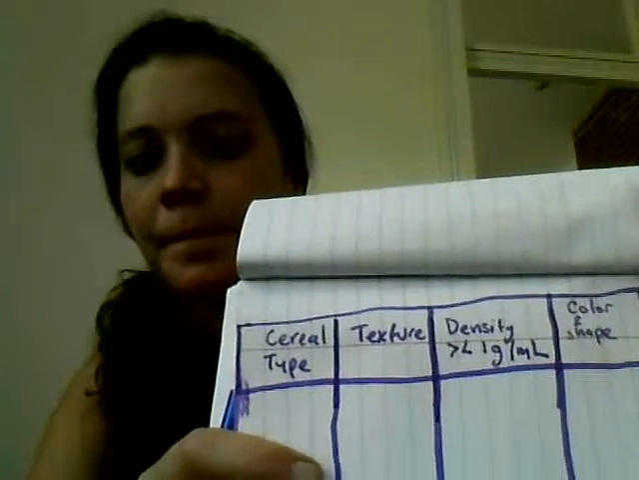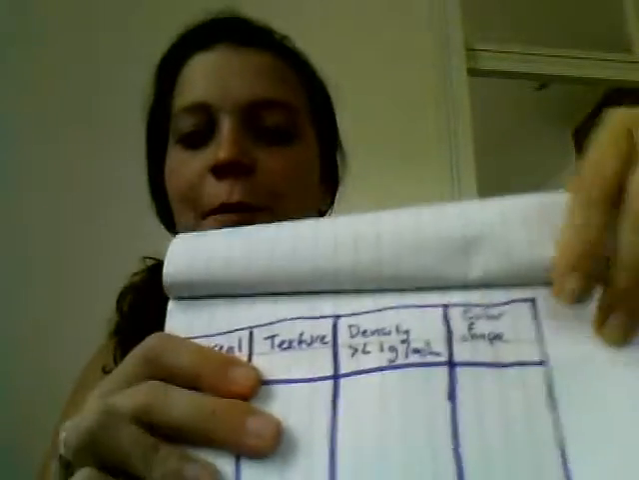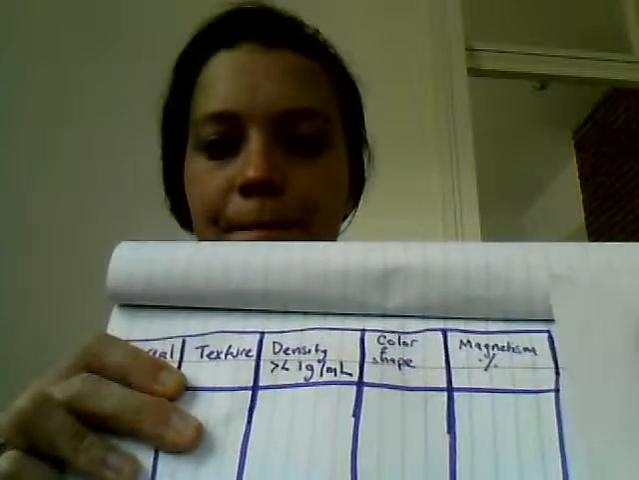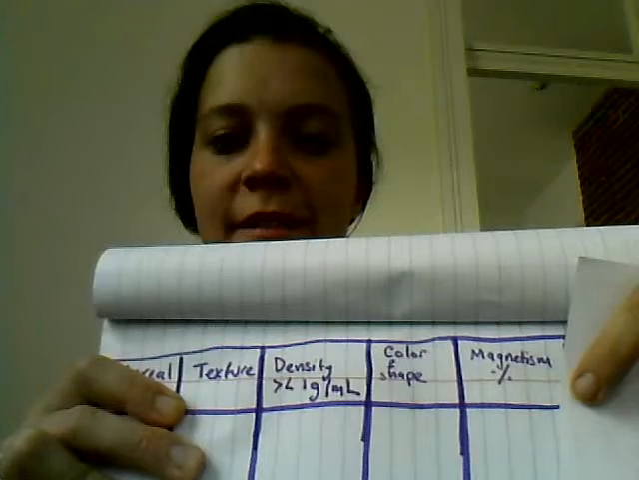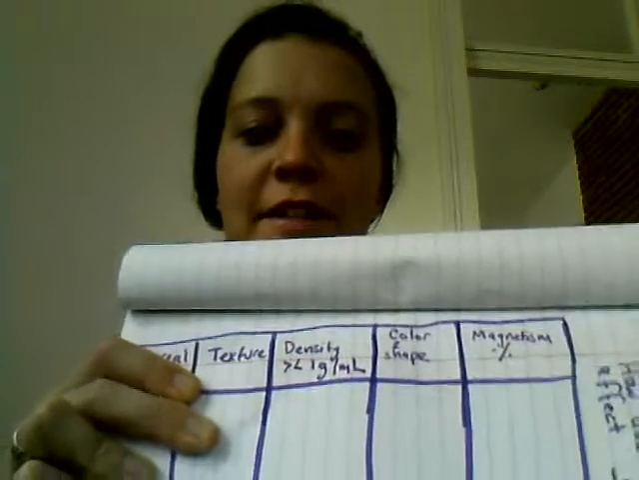The next property you're going to observe is your color and shape. And the last one we're going to do is magnetism. And as you can see, the unit is percent. I have units on 2 of my headers, so I know that those are quantitative.